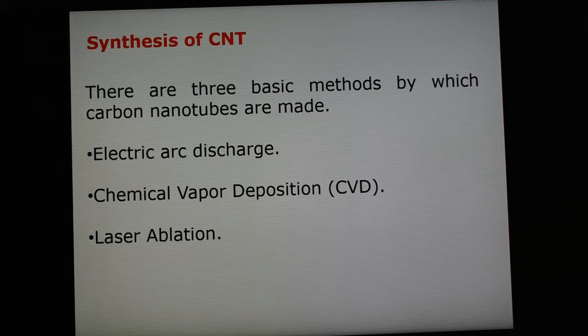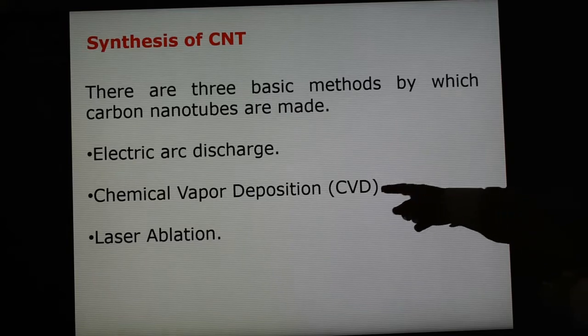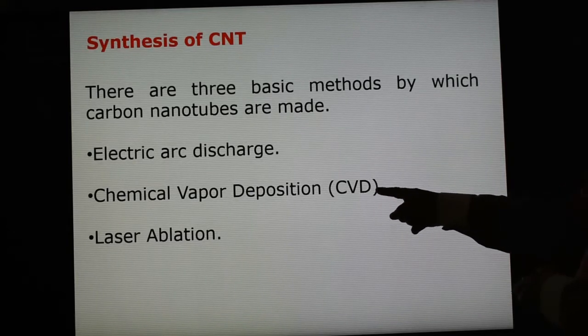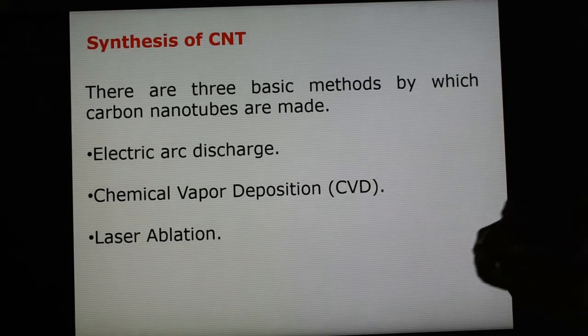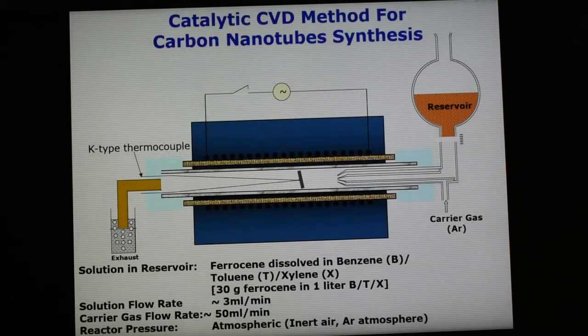There are three methods, and the more common method is the CVD method shown here, that is called the chemical vapor deposition method. Out of all these methods, this is a very good and the best method for the synthesis of carbon nanotubes. Here is the arrangement of CVD for preparation or synthesis of carbon nanotubes.